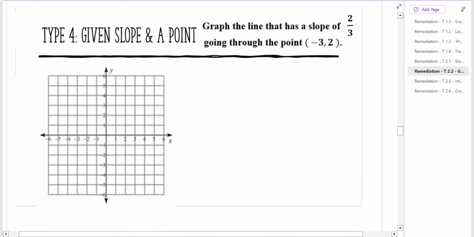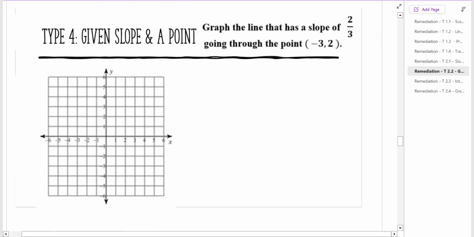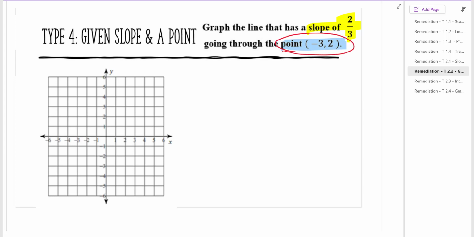All right, the last type is when they give you slope, okay, and they give you a point. So, what does this mean you need to do? Okay, so en este ejemplo tienes slope y tienes un punto. So, ¿qué necesitas hacer con este? Okay, you're going to circle the point. If you have a point, you always draw it first. So, a y-intercept and a point, you always draw first.